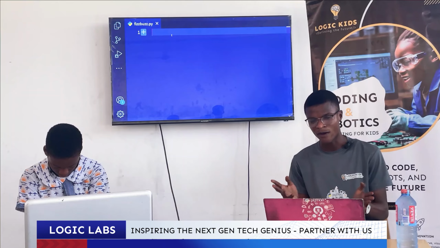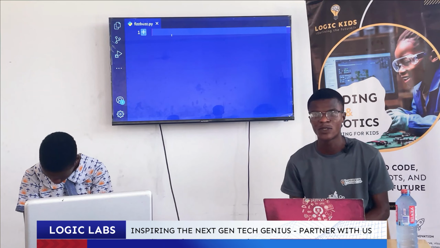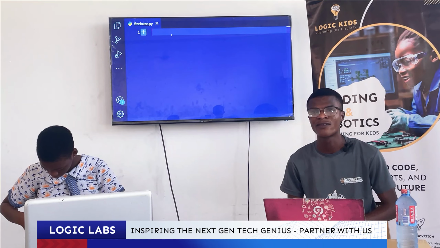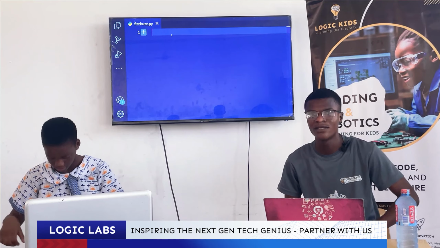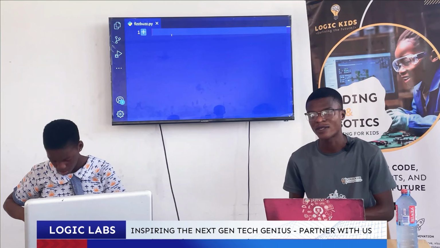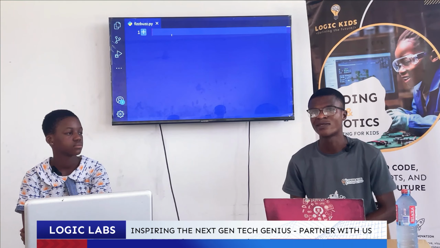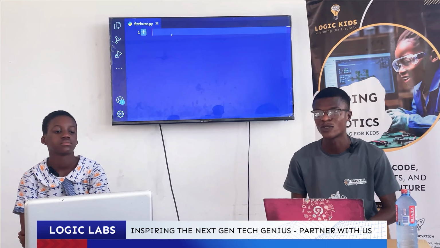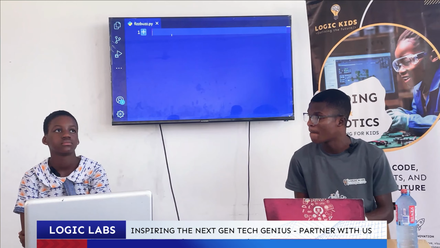So FizzBuzz works in such a way that she's going to look through some numbers, and if the number is divisible by both 5 and 3, she should display FizzBuzz next to the number. If the number is only divisible by 3, she should display Fizz, and if it's only divisible by 5, she should display Buzz. Are you ready?